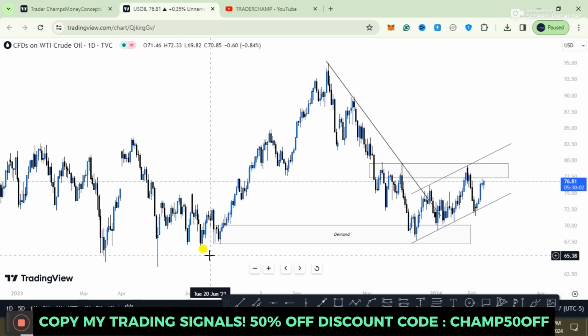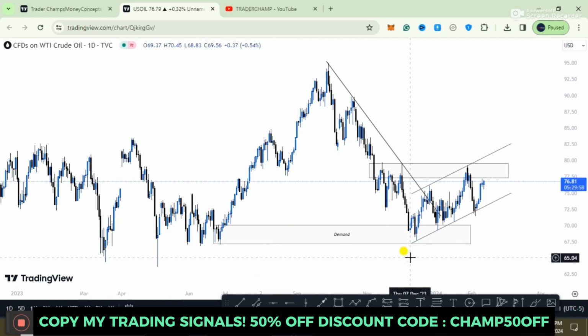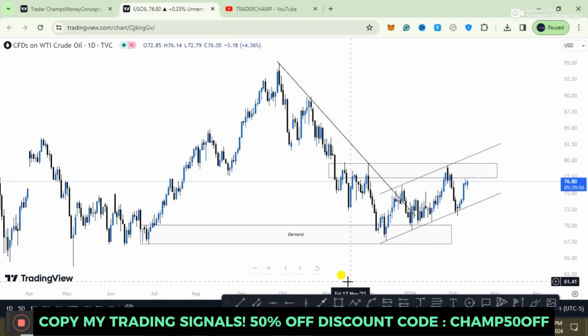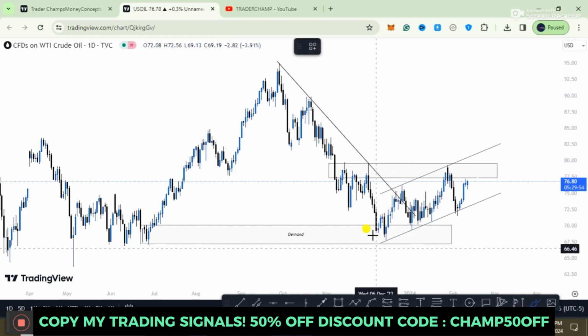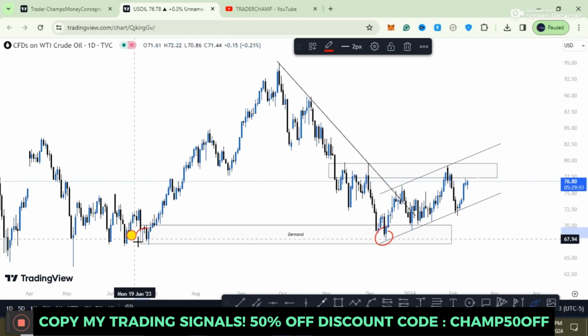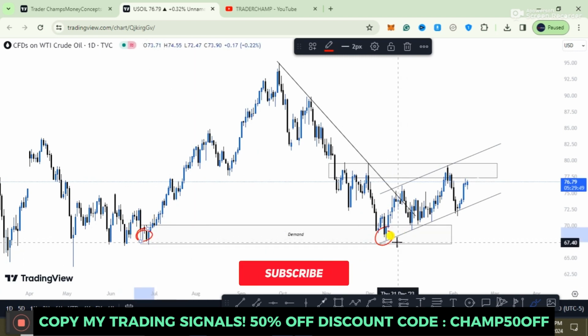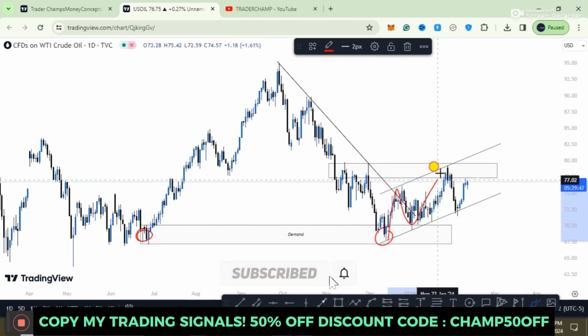Today I will be starting off the analysis with the crude oil. Based on the structure, we can clearly identify that the price has respected this following demand zone. Here we have seen a supported price action, but since then the price is creating a bullish momentum to the upside.